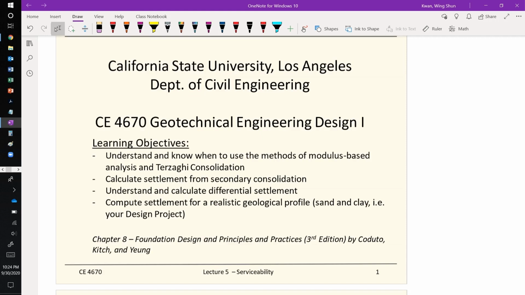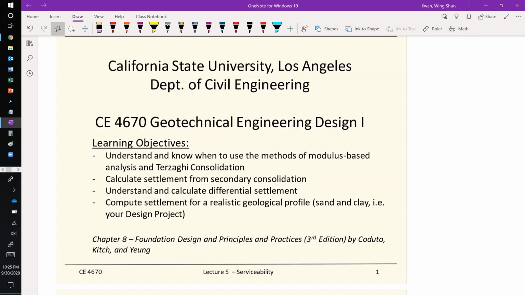This lecture, the learning objective is to know when to use which method. We introduce the modulus-based method for immediate settlements, so we talk about what immediate settlements are. We also talk about consolidation, part of which you have learned in 366 already. There's the primary consolidation, and there's also the secondary consolidation we will talk about in this class. At the end of this class, you should be able to calculate settlements from secondary consolidation. You also understand not only uniform deformations, but also differential settlements. We talk about that at the end of the class.